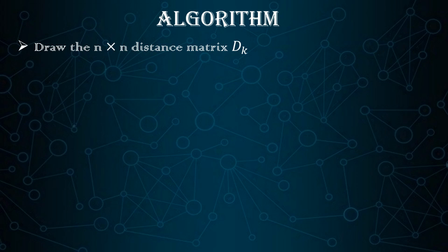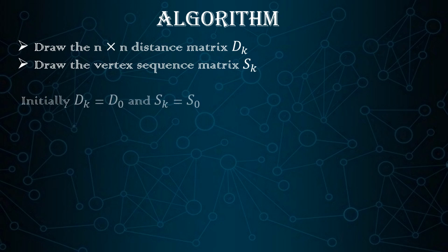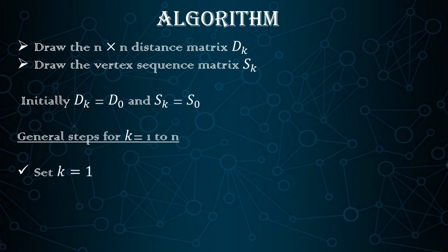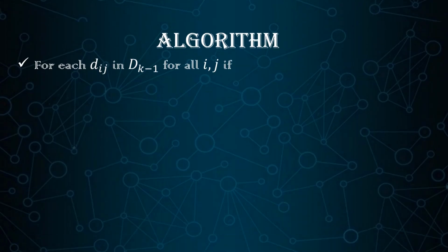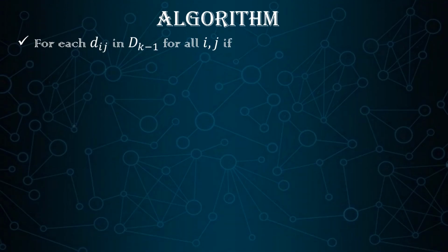Draw the n cross n distance matrix Dk and draw the vertex sequence matrix Sk. Initially, Dk is kept as D0 and Sk is kept as S0. The general steps we need to follow for k equal to 1 to n are: set k equal to 1, consider row k and column k as the pivot row and pivot column. We have one condition to be checked and proceed accordingly.